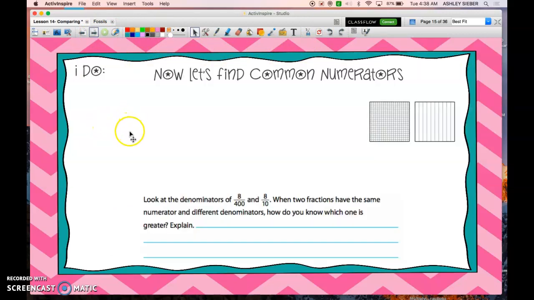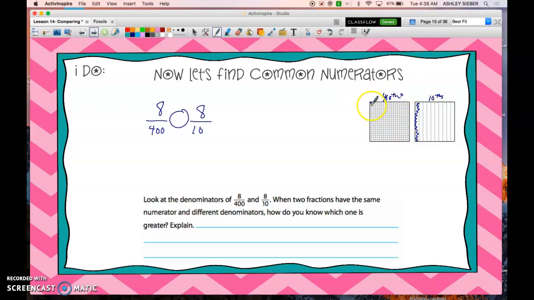Now let's find common numerators. So if you look at the fractions 8/400ths and 8/10ths, when two fractions have the same numerator, how do we know which one is greater? So remember, the bigger the denominator, the smaller the pieces. So this shows a picture of 400ths, and this shows a picture of tenths.